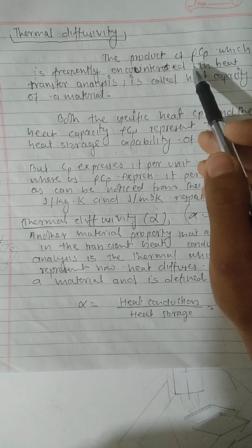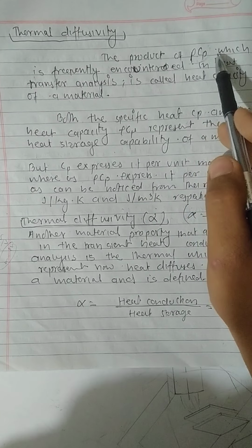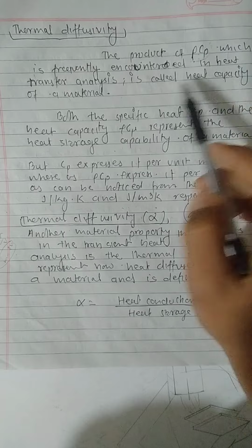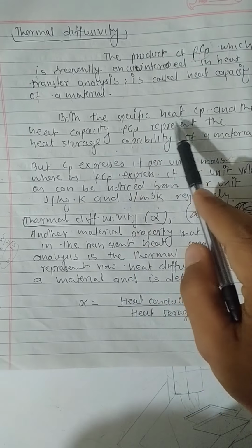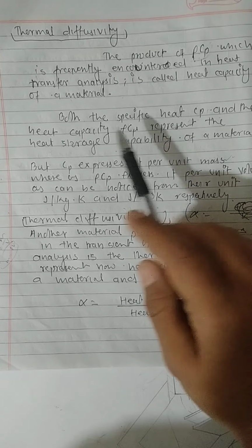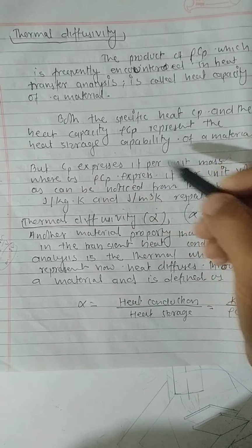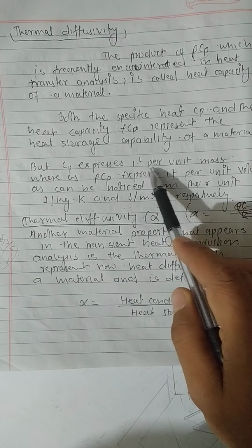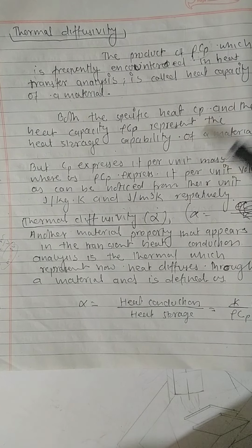Okay, guys, be patient. The product of rho Cp, which is frequently encountered in heat transfer analysis, is called the heat capacity of a material. Both the specific heat Cp, which is the specific heat capacity, and the heat capacity rho Cp represent the heat storage capability of a material. But Cp expresses it per unit mass, as we already know.